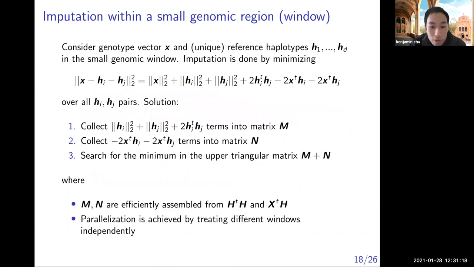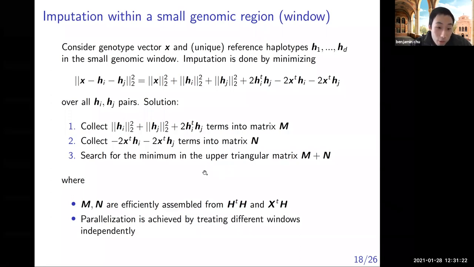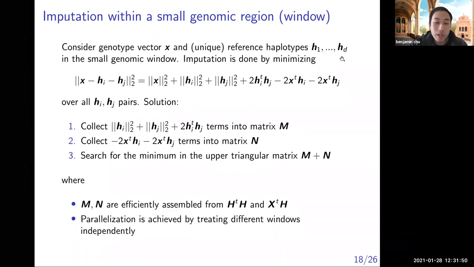Before I get into the results, I want to spend 2 slides very quickly giving you an intuition of how imputation works in our software. Essentially you're looking at these huge chromosomes, but you only want to impute small windows. Let's say you're looking at a very small window of maybe 200 SNPs. This is the genotype vector. Because you're looking at a small window, the number of reference haplotypes can be collapsed down to D unique haplotypes. D is usually a small number.